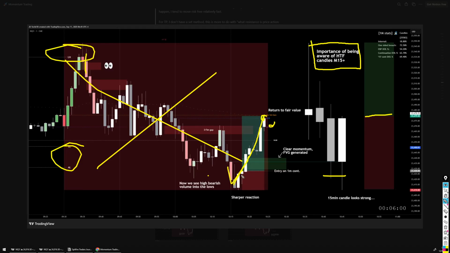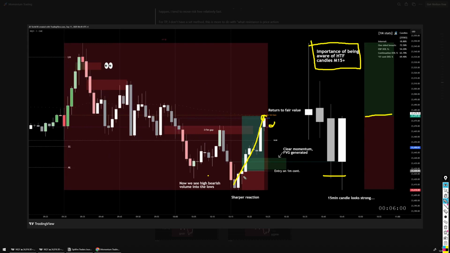Did I get my continuation candle pretty quick? What kind of lows am I sweeping? What kind of highs am I sweeping? Have I created any fair value gaps? All things like that. What was the volume like into the low? All this kind of stuff, okay?